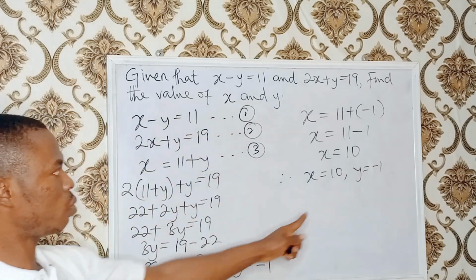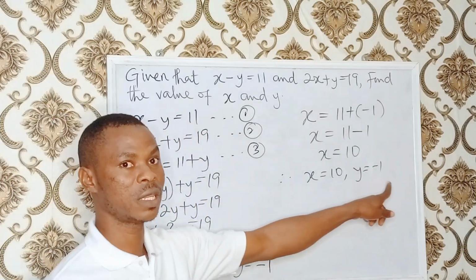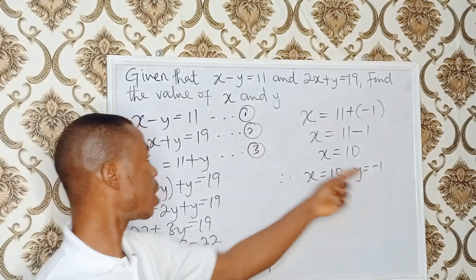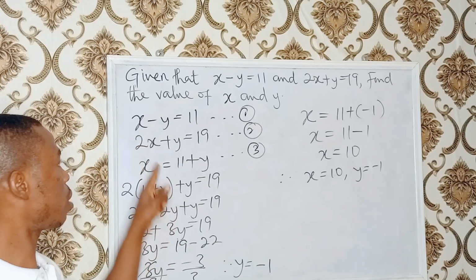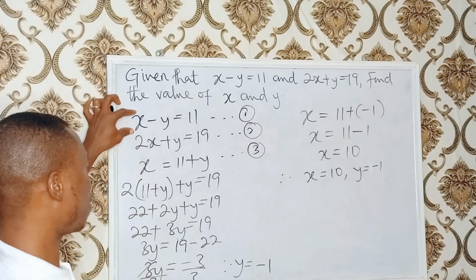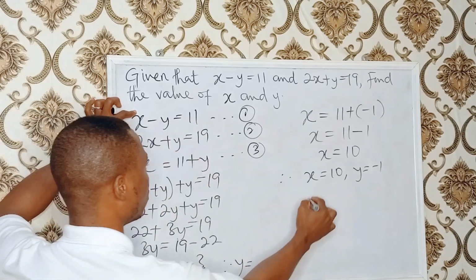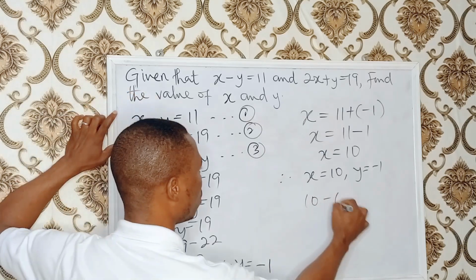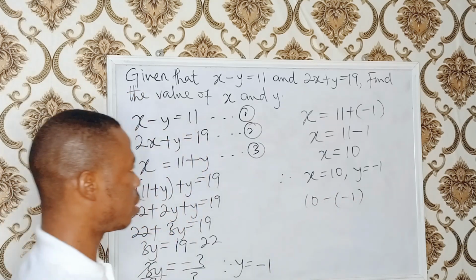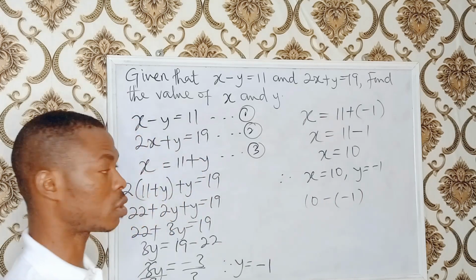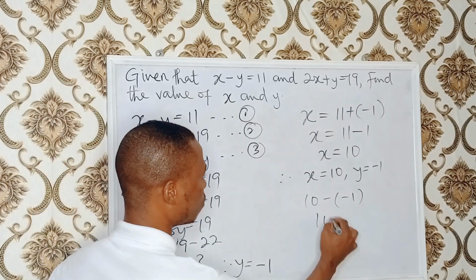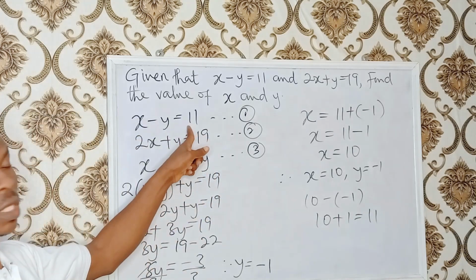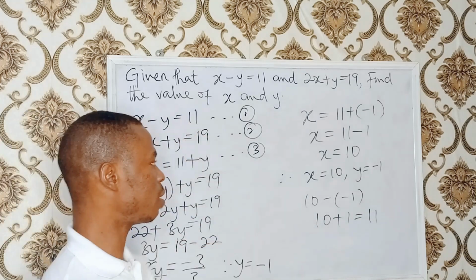Now if you want to test whether these answers are correct, just put the value of x and y in equation 1 or 2. So I'll try equation 1. I have x, which is 10, minus y, which is minus 1. Okay, so minus times minus gives us plus. So we have 10 plus 1, and that gives us 11. You can actually see that we have 11 here, and we have 11 here.